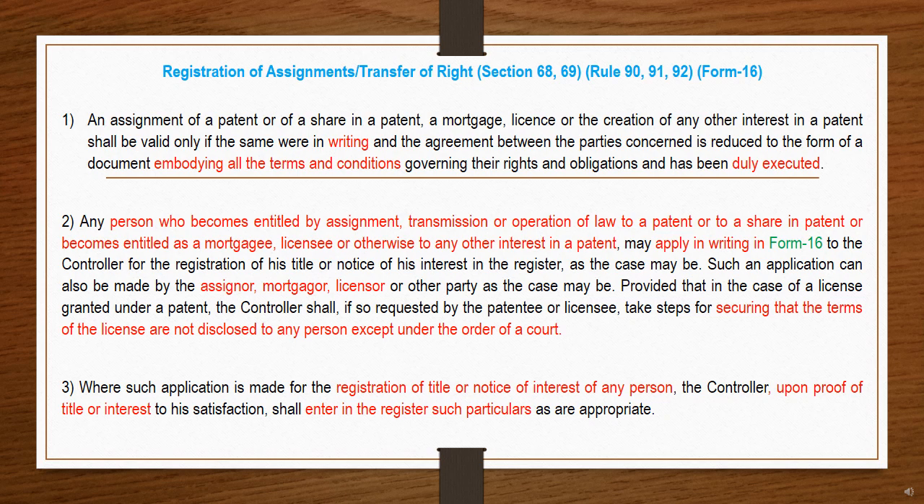Third one, in the case of a license granted under a patent, the controller must ensure, if requested by the patentee or licensee, that license terms are not disclosed to anyone unless ordered by a court. Third one is registration process. Upon receiving the application and proof of title or interest, the controller will, first one, verify the title or interest, and second one, enter appropriate particulars into the register.